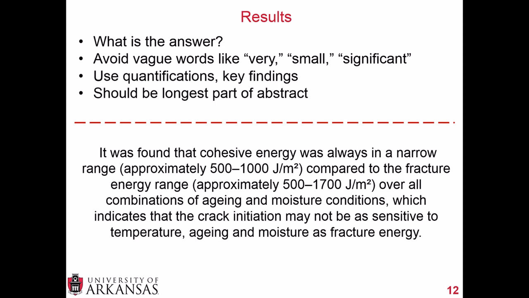Now for the results, it was found that cohesive energy was always in a narrow range, approximately 500 to 1,000 joules per meter squared, compared to the fracture energy range, approximately 500 to 1,700 joules per square meter, over all combinations of aging and moisture conditions, which indicates that the crack initiation may not be as sensitive to temperature, aging, and moisture as fracture energy. So we have some good answers.